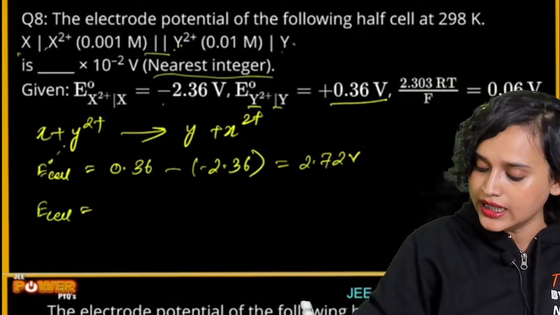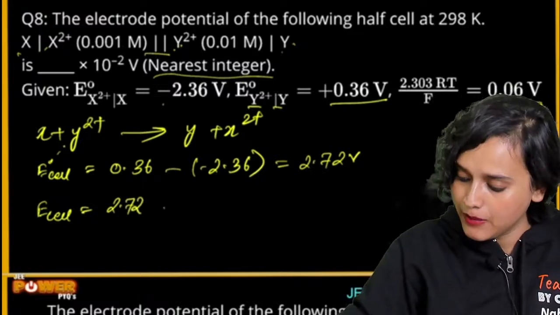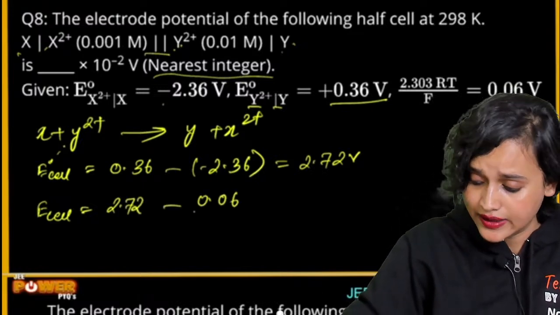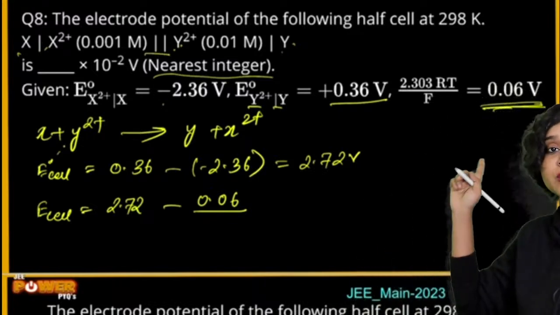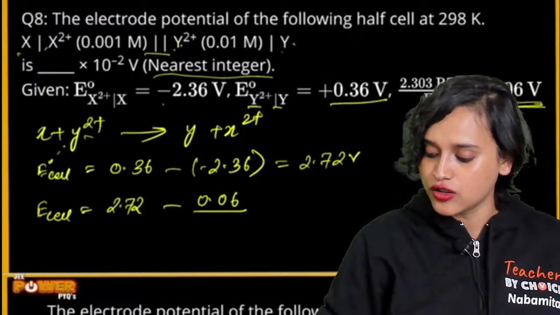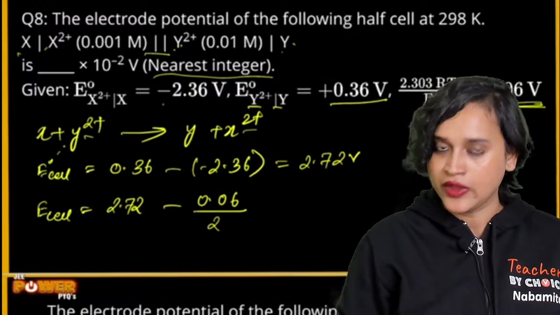So E cell is equal to 2.72 minus 0.06 divided by how many electrons? How many electrons here? 2 plus 2 plus. That means definitely 2 electrons. So directly we will write here 2.